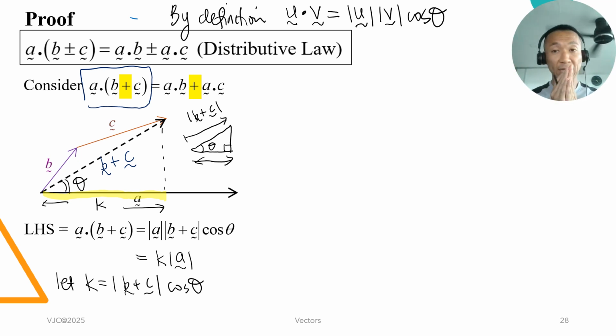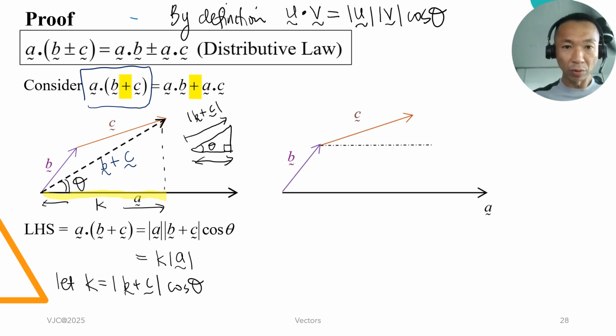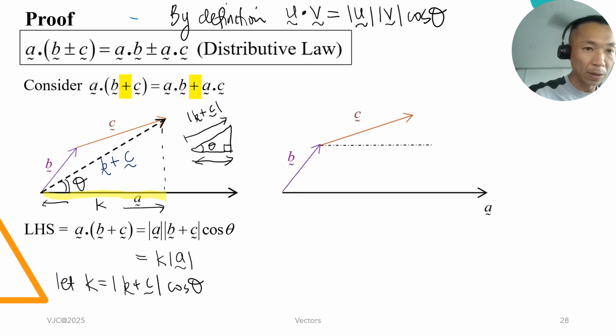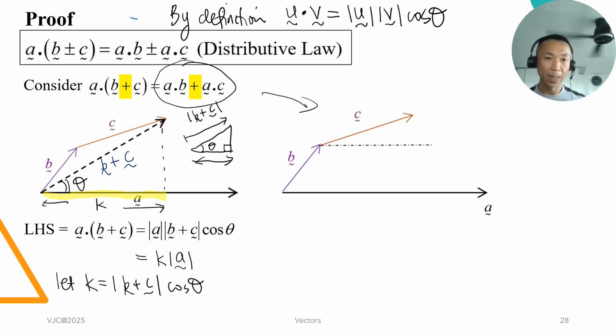I'm going to prove this is the left hand side. I'm going to prove the right hand side is equal to the left hand side. Let me show you the diagram. It's the same diagram, same B, same C, of course. But I'm going to focus now on the right hand side here. Okay. Separately, what is A dot B and A dot C?